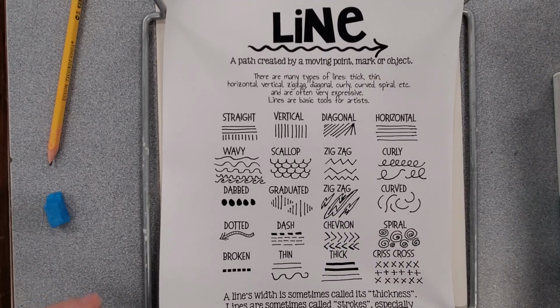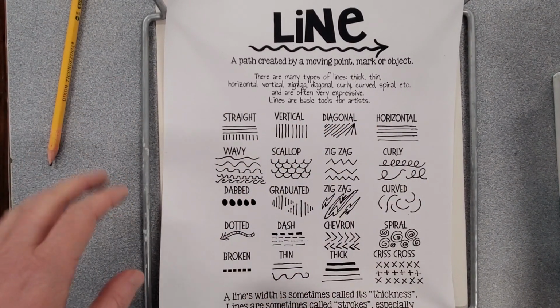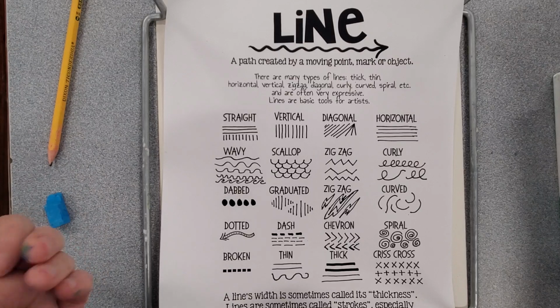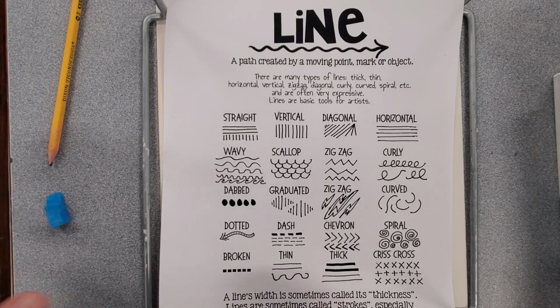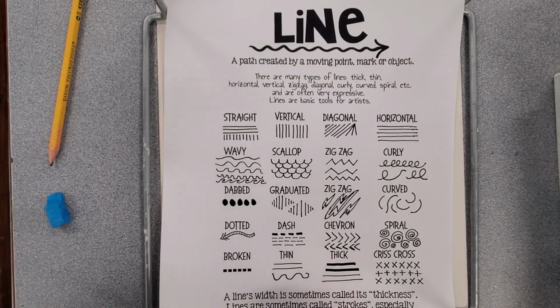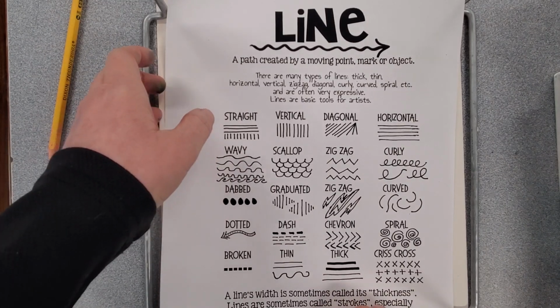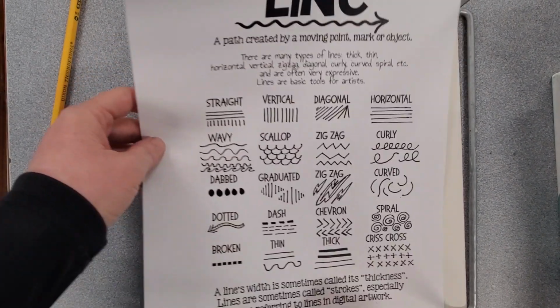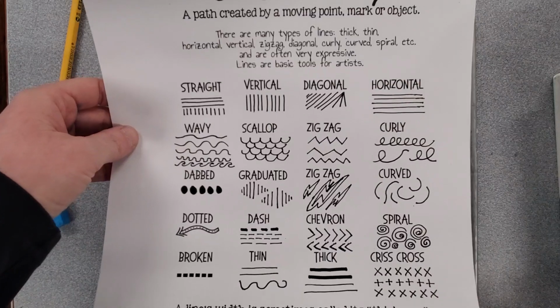For the warm-up today, I'm going to try and practice doing all of these types of lines, or as many as I can given our time, in chalk pastel. And so a line is just a path created by a moving point, marker, object. And so these are all the different types of lines.